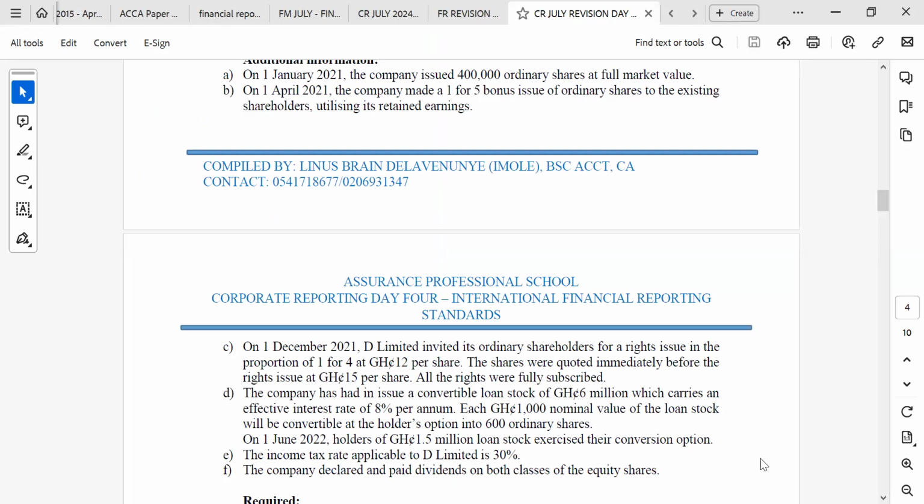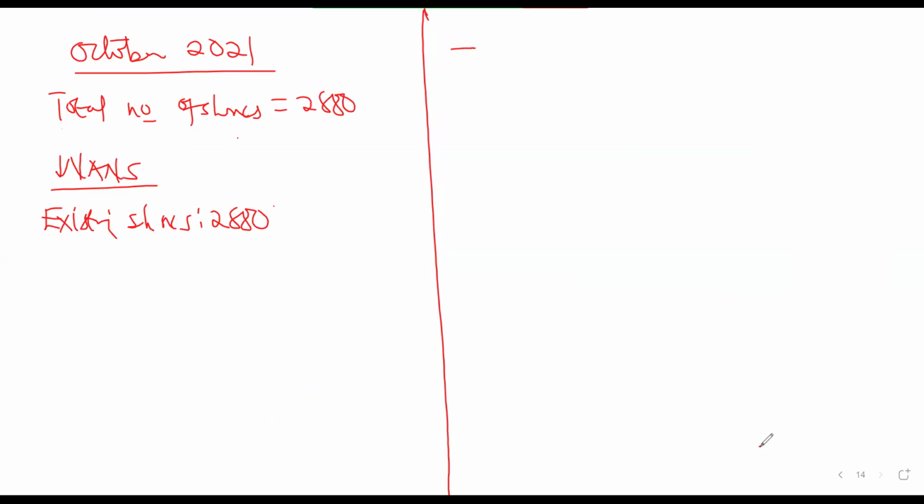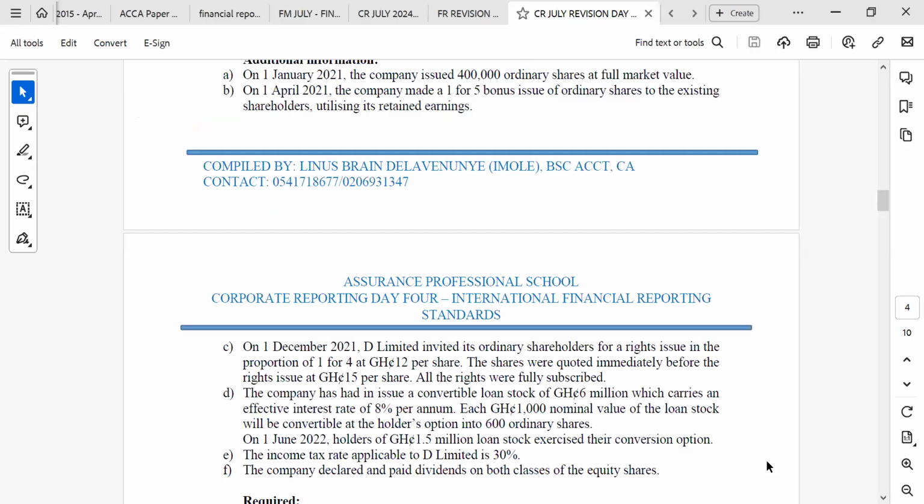So how do we determine the full market value and also the bonus issue? We calculate what we call the theoretical ex-rights price, which is the value of the shares after the rights issue. We always use the unit method. So the existing shares: how many of the existing shares are we bringing for a right? We are bringing 4. The right is the 1. So it is 1 for 4.